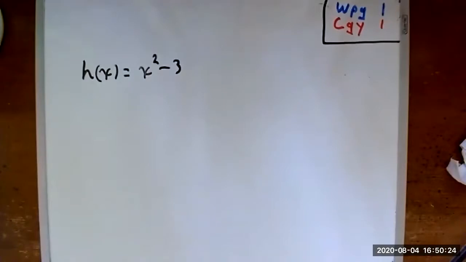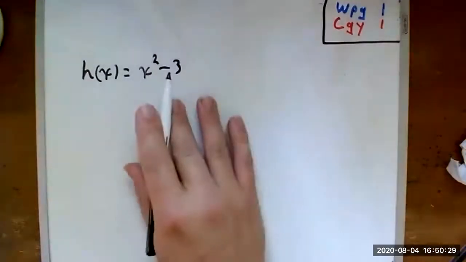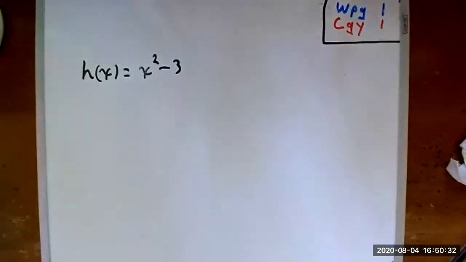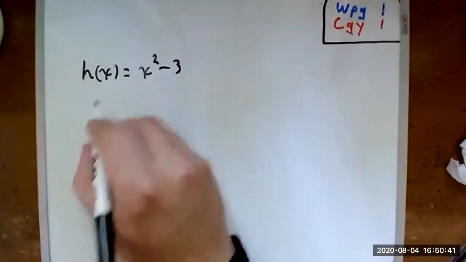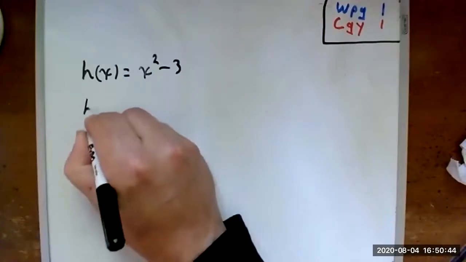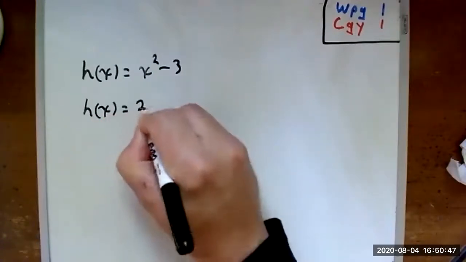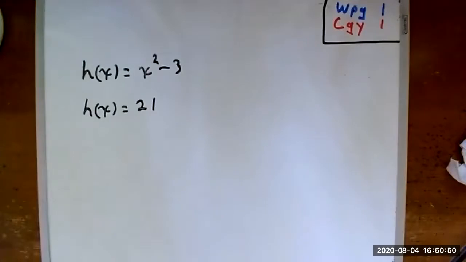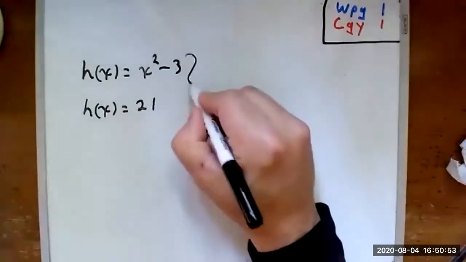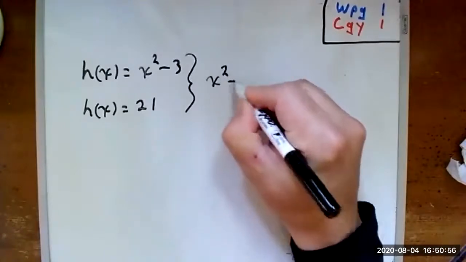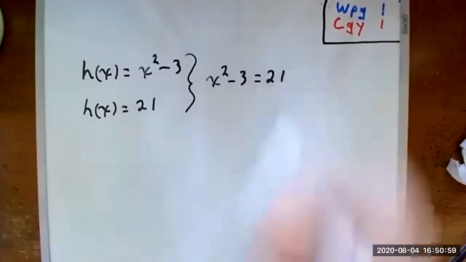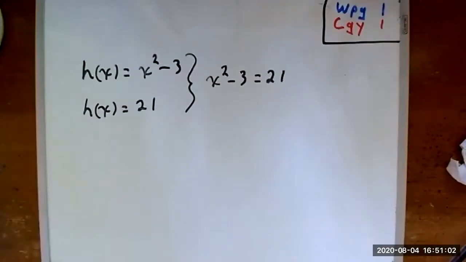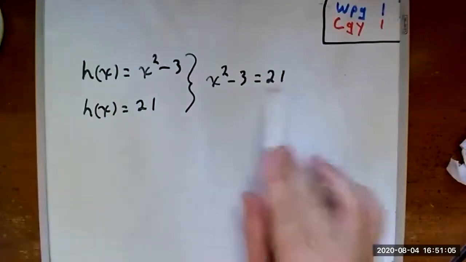Another example. Given the function h of x is equal to x squared minus 3, what domain elements, if any, correspond to a range value of 21? So now we're going the other way. We're being given a range value and being asked to go back and find what that domain value is. We're asked to assume that the domain of h is all real numbers, so there's no restrictions on our domain. Because of that, if our output is 21, we can rewrite this pair of equations so that they're equal to each other.